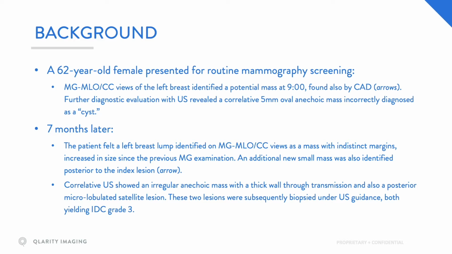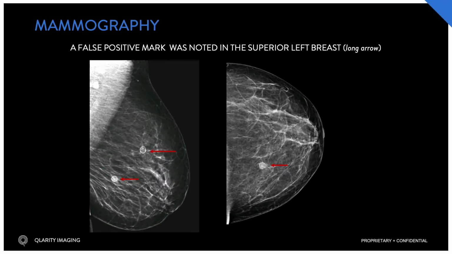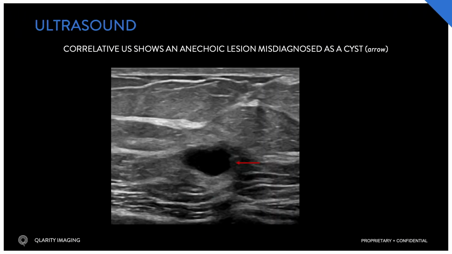So let's look at the initial mammographic and ultrasound studies and then the studies that were taken 7 months later. On this slide, you will see in the superior aspect of the MLO view a long red arrow, which was actually a false positive CAD mark. Where the shorter arrows are noted, these were the small, very tiny lesion, 5 millimeters, with CAD marks also identified. The ultrasound at this time was an anechoic mass, but not completely circumscribed, but nonetheless was diagnosed as a cyst.